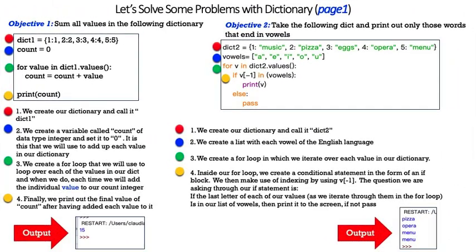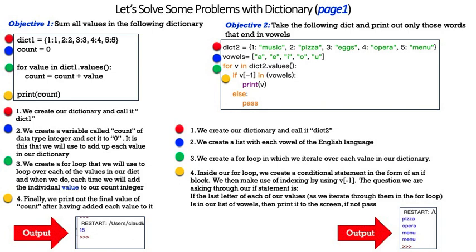All right, so let's solve some problems using dictionaries. Objective number 1, we want to sum all values in the following dictionary. So we have dict1, with 1, 1, 2, 2, 3, 3, 4, 4, 5, 5, 5 pairs. We set our counter to 0, and then we have a for loop, for value in dict1.values, and then we increase our counter and we print it out.